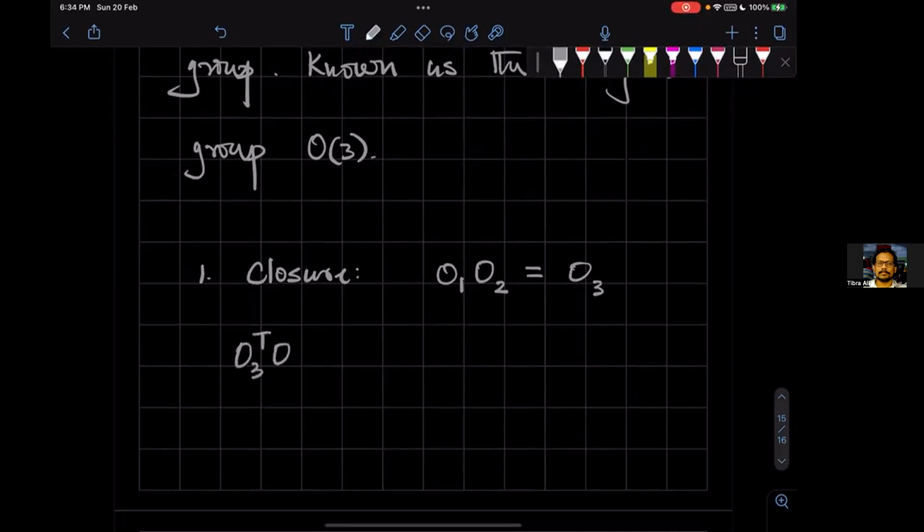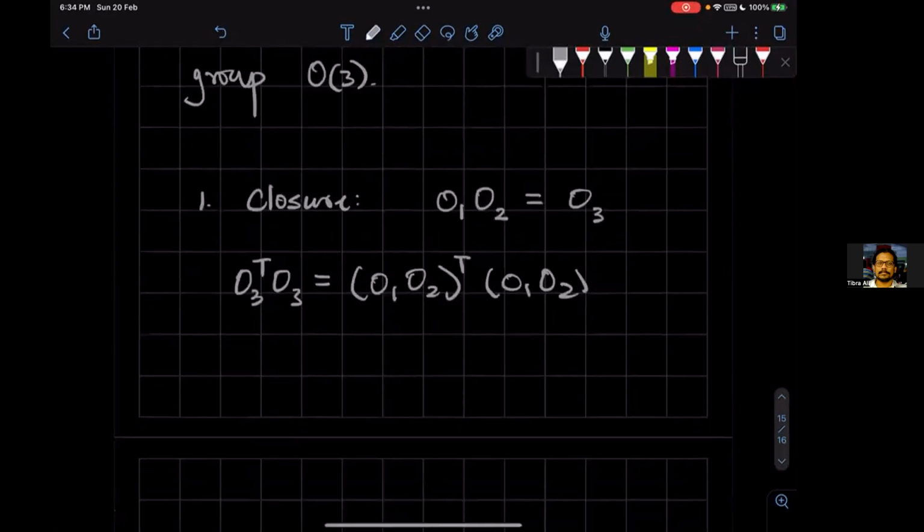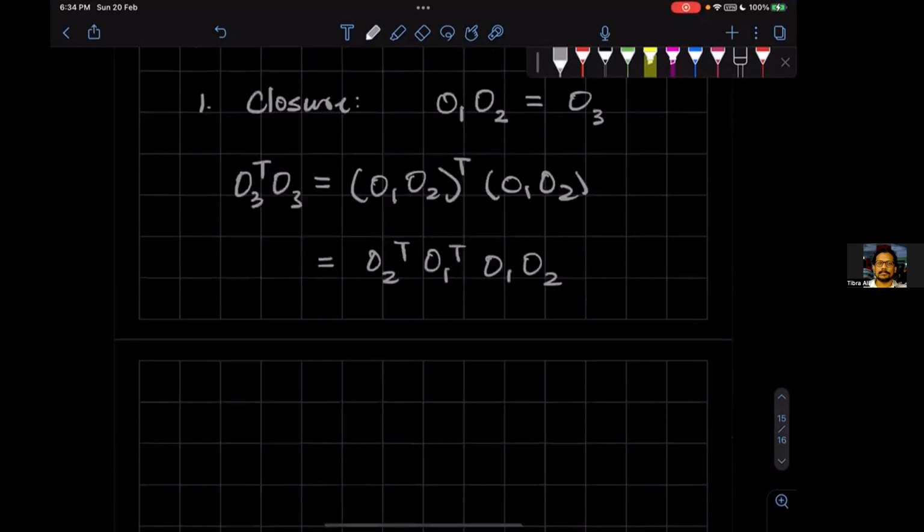O3 transpose O3. We want to show that this is the identity. So O3 is O1 times O2. So we have the transpose here, of O1 O2. So by the rule of transposition, we get O2 transpose O1 transpose, because when we take the bracket away, we have to reverse the ordering, then O1 times O2.